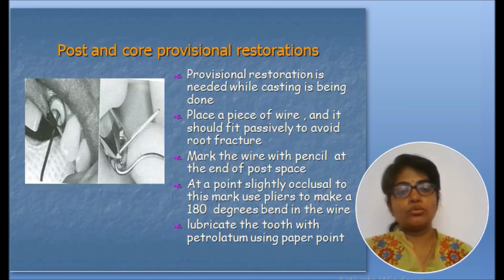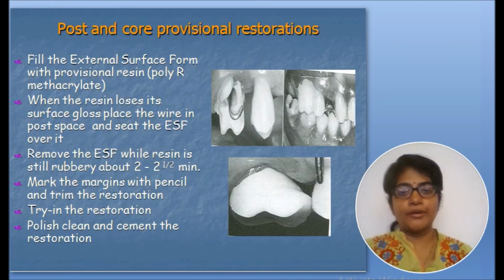Now coming to the provisional restorations after the post and core fabrication. Now provisional restoration is needed while casting is being done. So place a piece of wire and it should fit passively to avoid root fracture. Mark the wire with pencil at the end of the post space. At a point slightly occlusal to this mark, use pliers to make a 180-degree bend in the wire. Lubricate the tooth with petroleum jelly using a pepper point.